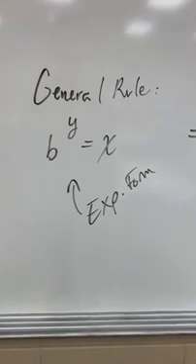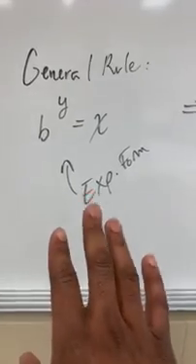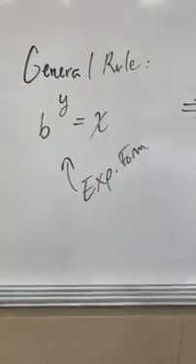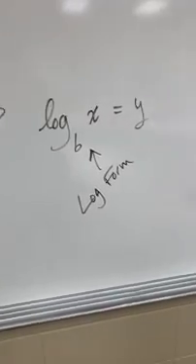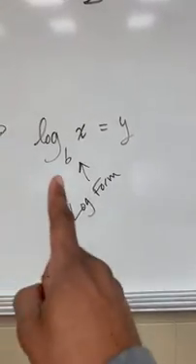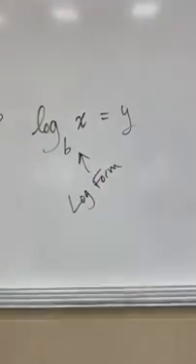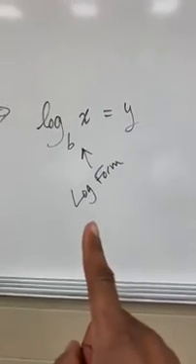So here's a general rule. Right now we're looking at something that's in exponent form. We have b to the y is equal to x. That's your exponent form. Now we can convert this to what we call a log form by saying the log base b of x is equal to y. Now this is what we call a log form.